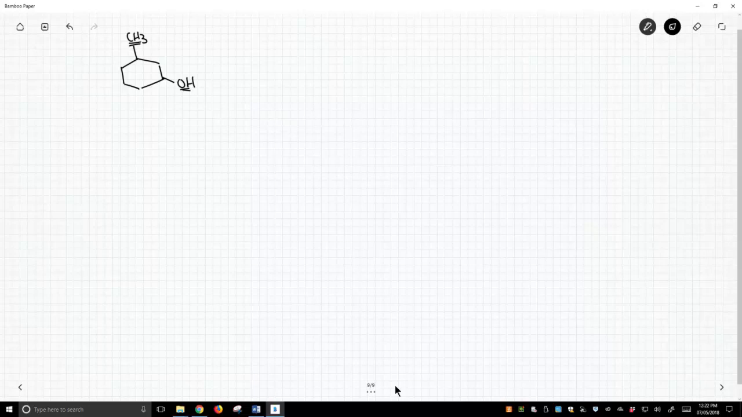Now, to draw this, we need to specify relative orientations. We haven't talked about this really yet, but as it turns out, these two groups, there are multiple ways they could come off the ring. They could both be oriented on top, coming out above the ring, as drawn, or one could be above the ring and one could be below the ring. Let's keep the methyl group up, put the OH down.